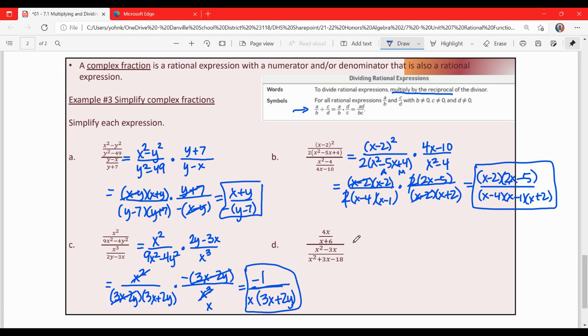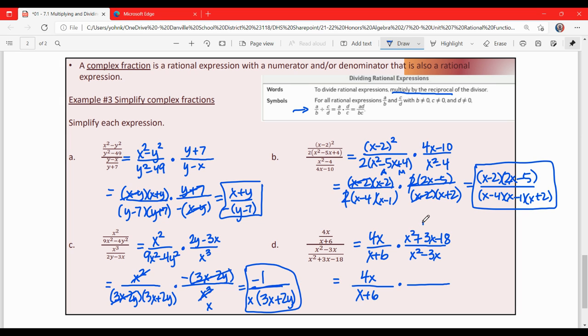All right, if we look at letter D, let's rewrite it. So 4x over x plus 6. Then let's multiply by the reciprocal. So I'm going to put x squared plus 3x minus 18 on top. And I'm going to put x squared minus 3x on the bottom. Then I'm going to factor.